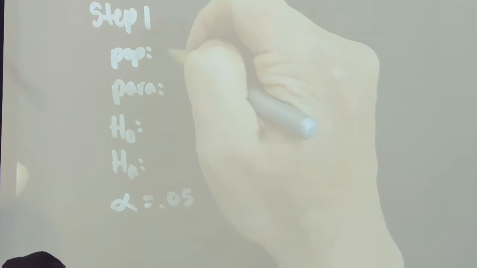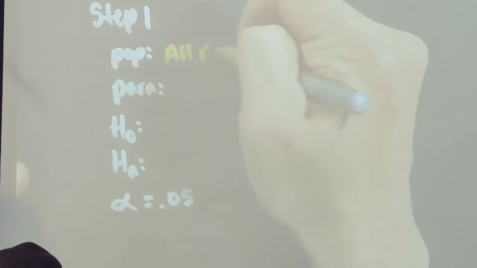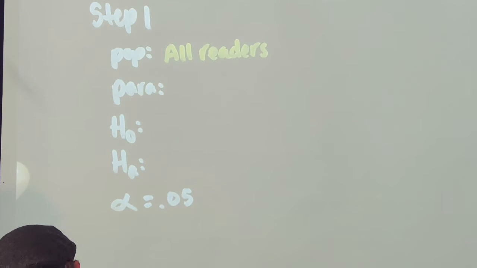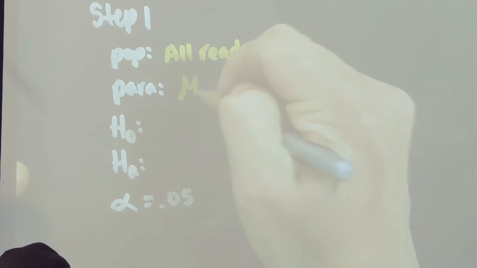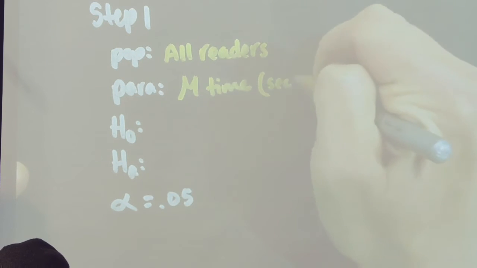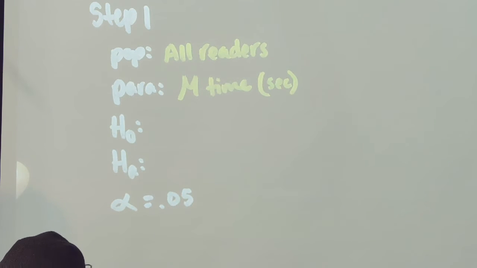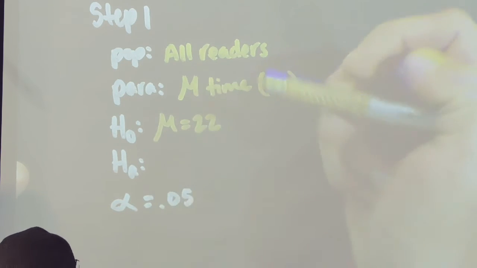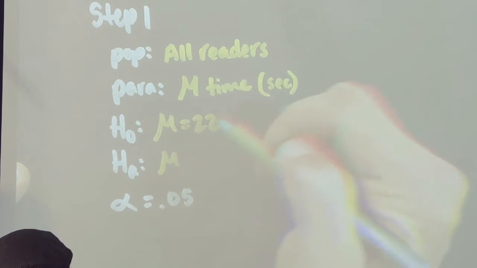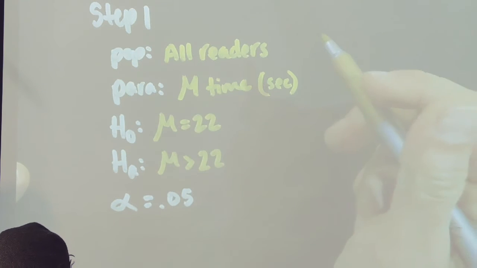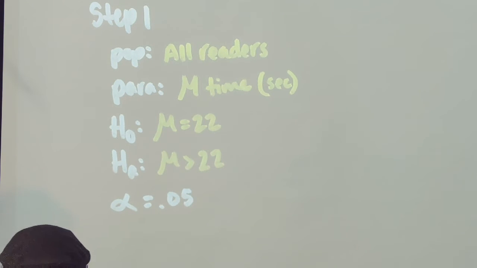So what is the population? Who are we talking about? We're talking about readers, all readers. The parameter, what are we looking to show? We're looking to show the mean time, the true average time, and we are measuring in seconds. How about the null hypothesis? Our claim is that reading takes 22 seconds. Alternative hypothesis, well, if it's not the same, we think that this fancy font Gigi is going to be greater than 22 seconds, longer than 22 seconds. And again, significance level of 5%.